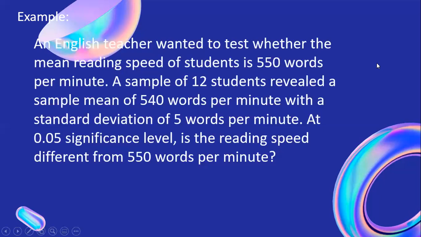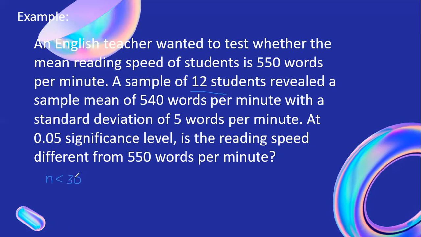An English teacher wanted to test whether the mean reading speed of students is 550 words per minute. A sample of 12 students revealed a sample mean of 540 words per minute with a standard deviation of 5 words per minute. At 0.05 level of significance, is the reading speed different from 550 words per minute? Okay, so we need to analyze. What are those given? Your sample size is 12, right? So meaning your n is less than 30.